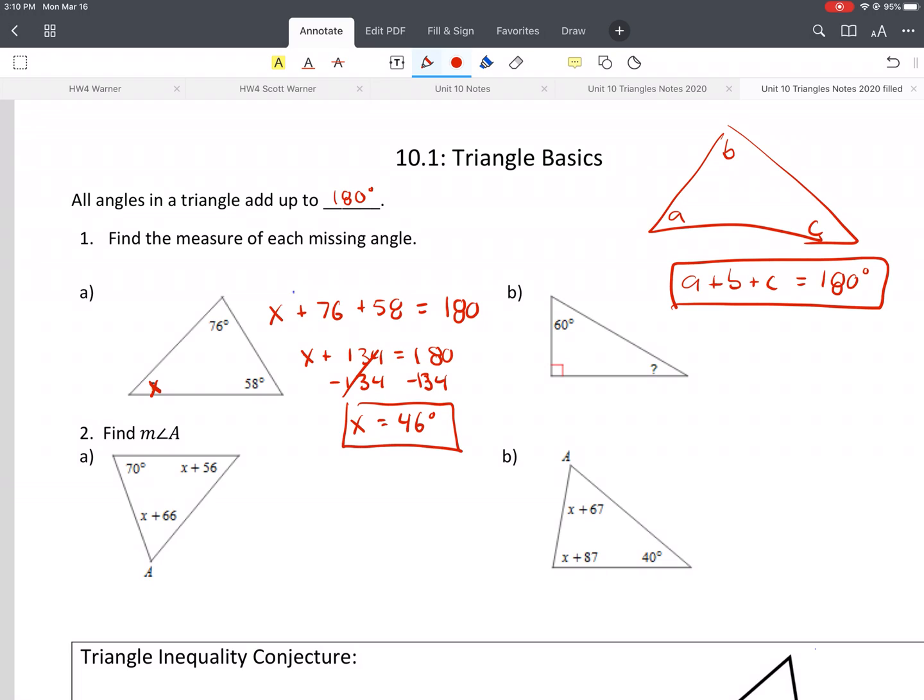Give B a try by yourself if you can, then pause, and then try it. All right, so here we go. We have 60 plus 90 plus x equals 180. This symbol here is a right angle, or 90 degrees, in case you've forgotten. Then we combine like terms, which gives us 150 plus x is equal to 180. Then we subtract 150 from both sides, and we end up getting x equals 30 degrees.